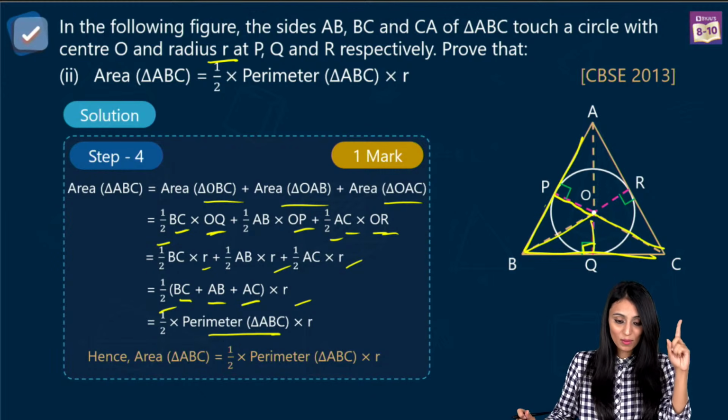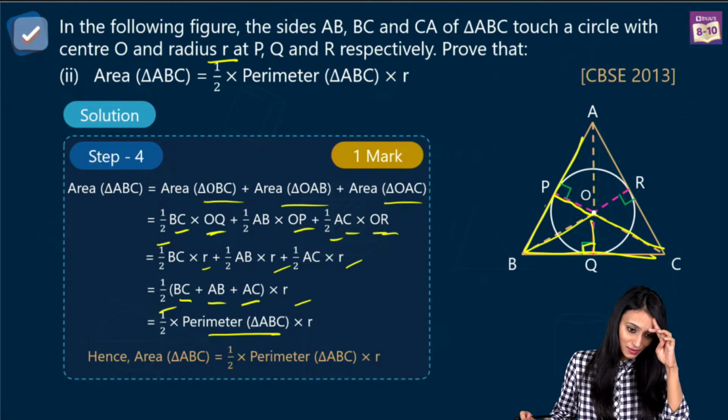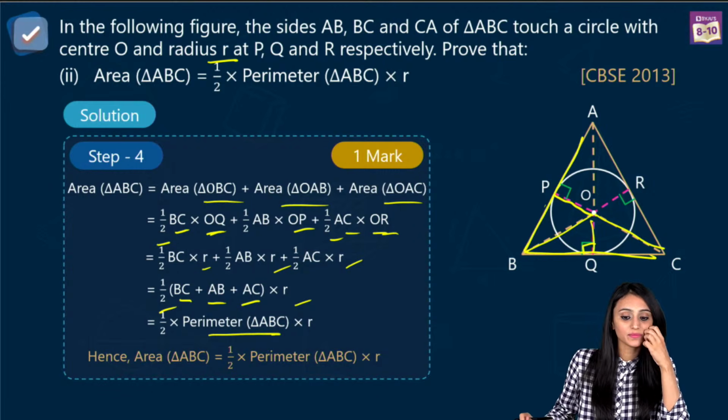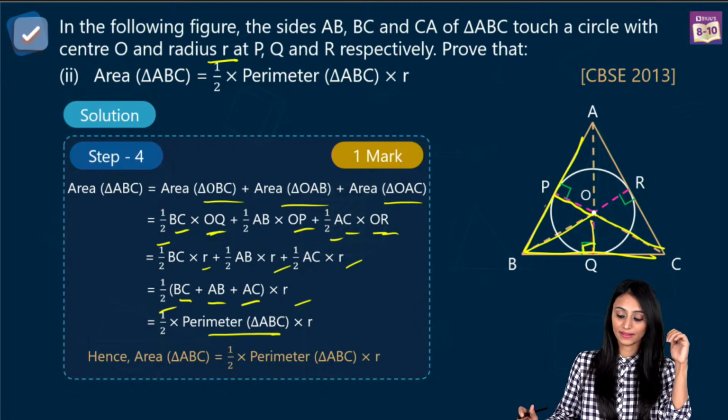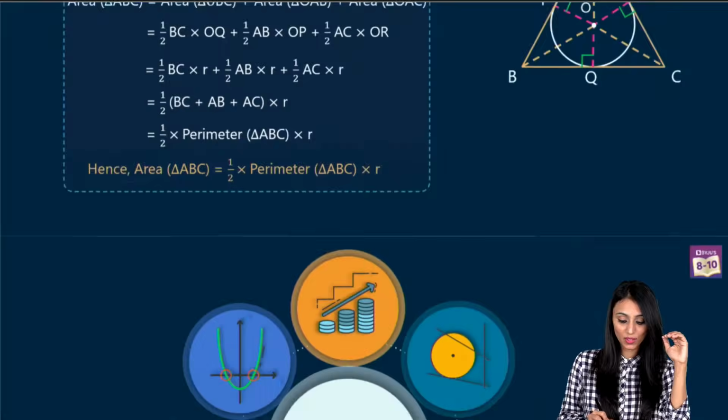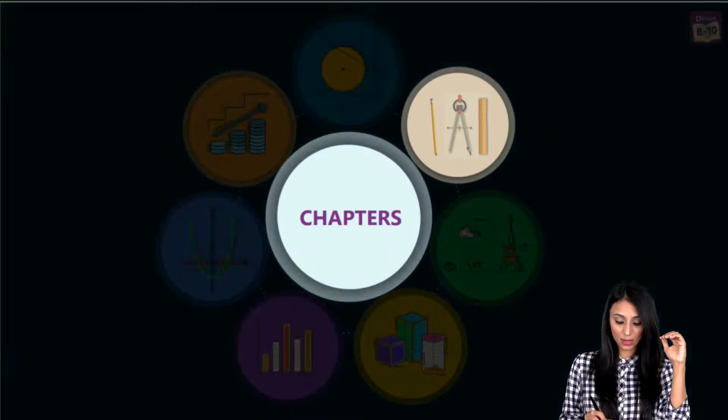Shivam, take half as common and R as well. Yes? Right. Done this question, proved. Great. So we are done with circles now. Now let's move ahead. Let's take a look at the next chapter that we have.